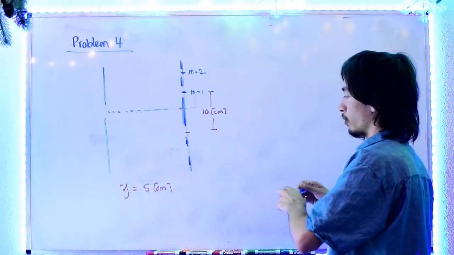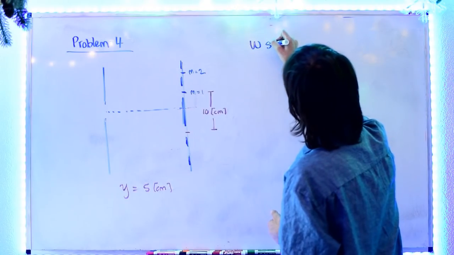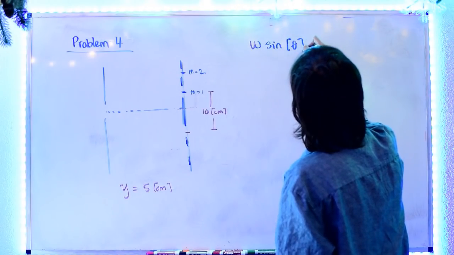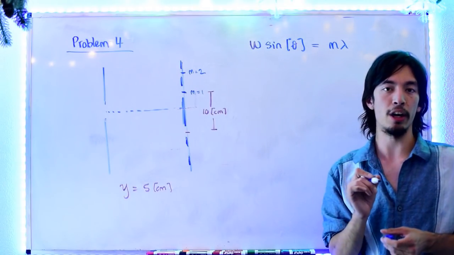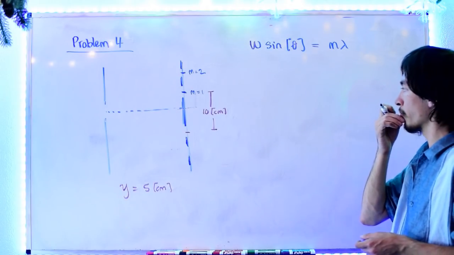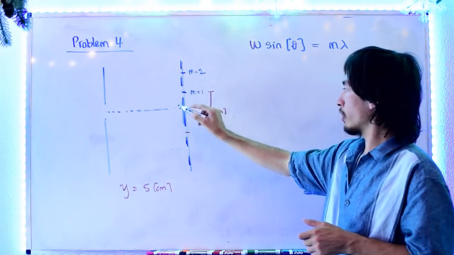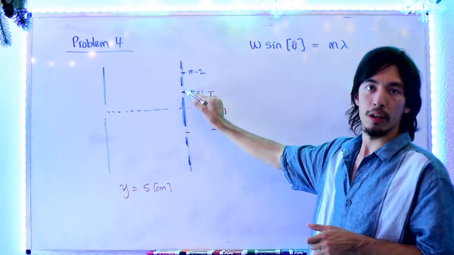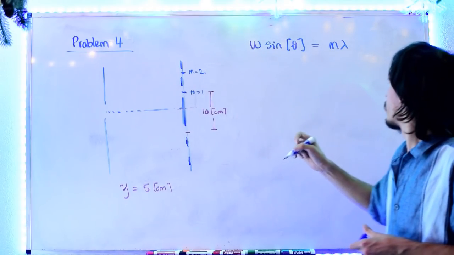And with my single slit setup, I have that w, the width of the slit, sine of theta equals m lambda, where m is the dark spot count. So 1, 2, 3, 4 dark spots, etc. So here, since we are looking at the first order dark spot, on either side we use m equals 1.